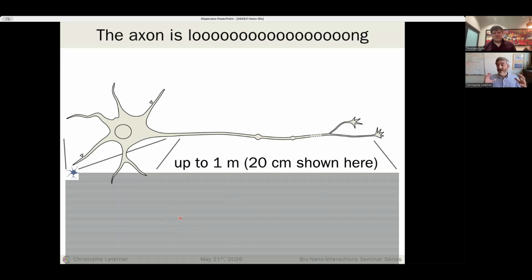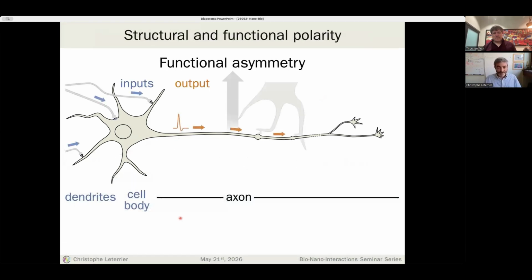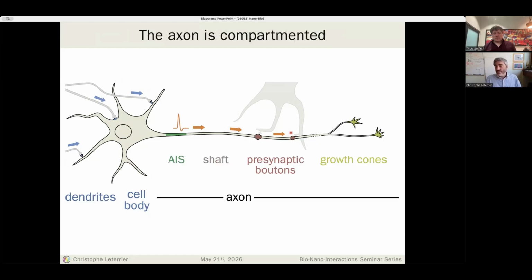So you can see the challenges of building this very thin and long tube and bringing the cellular components there. And of course, the polarity reflects the function of the neuron, with the cell body and the dendrite that receive the inputs and the axon that generates the action potential that propagates to target cells. And the axon itself, the thin and long tube, is compartmented into subcompartments, such as the axon initial segment here in green, the presynaptic boutons in red, where the axon contacts the target cells, and in growing neurons, the growth cones at the tip of the axon. And this is what we are studying in my lab.